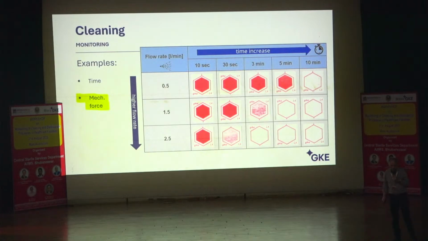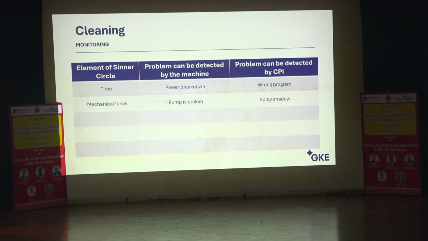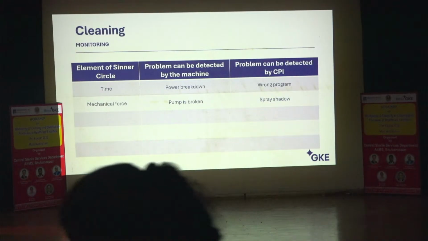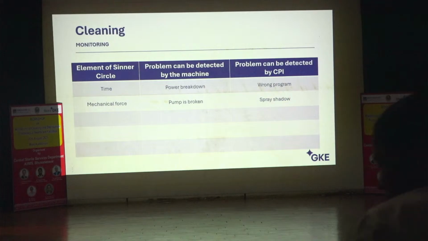So the first thing was that we discussed a problem with this left to right timeline. Now let's talk about this vertical line from top to down, which is the mechanical force. Why would it be that mechanical force is too small? Well, if the machine is broken and the pump is not providing enough pressure, I don't need an indicator because the machine will tell.